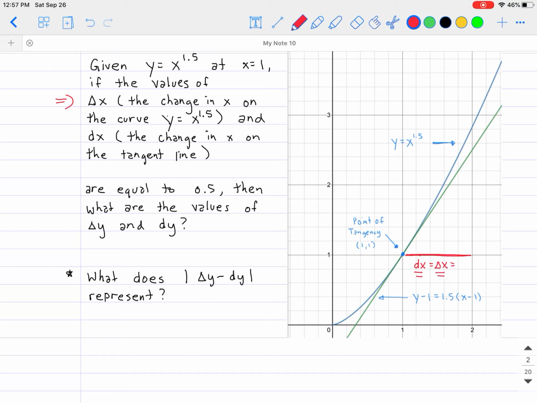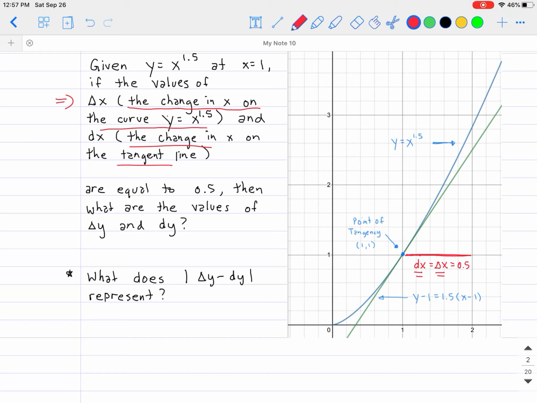Now keep in mind, delta x right here means the change of x on the curve, okay? So delta x is the change of x that's on the curve, whereas dx is going to be the change of x on the tangent line. So that's going to be delta x and that's going to be dx, and they're both going to be the same in this scenario, which is going to be equal to 0.5.